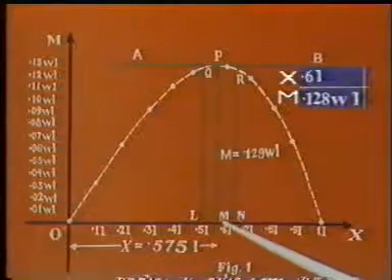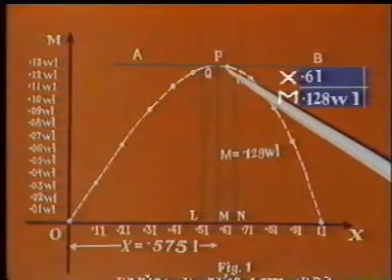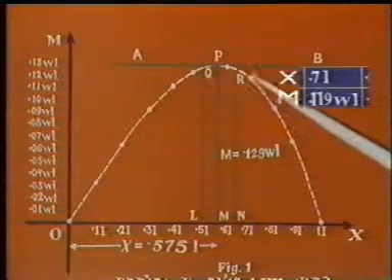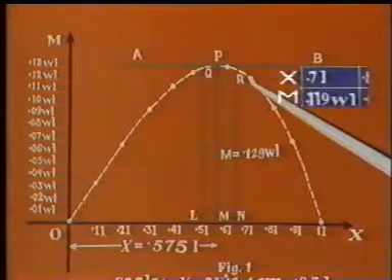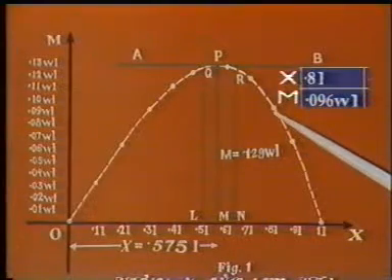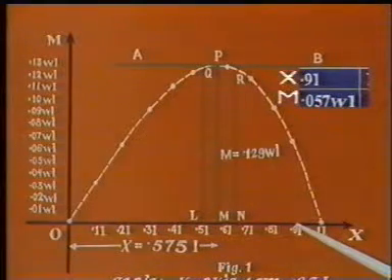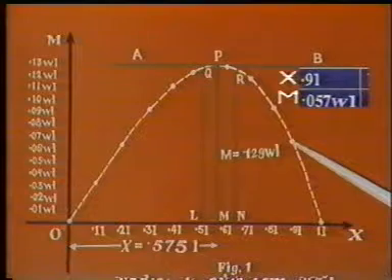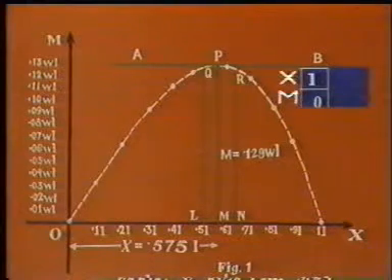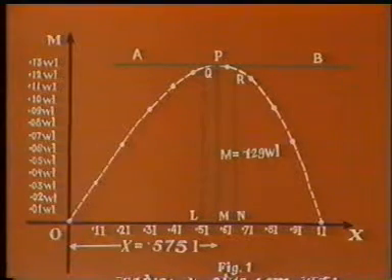When x is equal to 0.6 L, M is equal to 0.128 WL. When x is equal to 0.7 L, M is equal to 0.119 WL. When x is equal to 0.8 L, M is equal to 0.096 WL. When x is equal to 0.9 L, M is equal to 0.057 WL. And when x is equal to L, M is equal to 0. Thus we obtain the curve of M versus x as shown in figure 1.